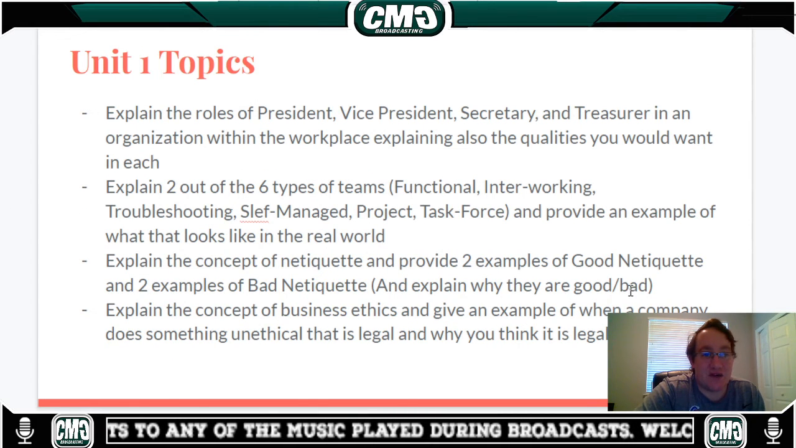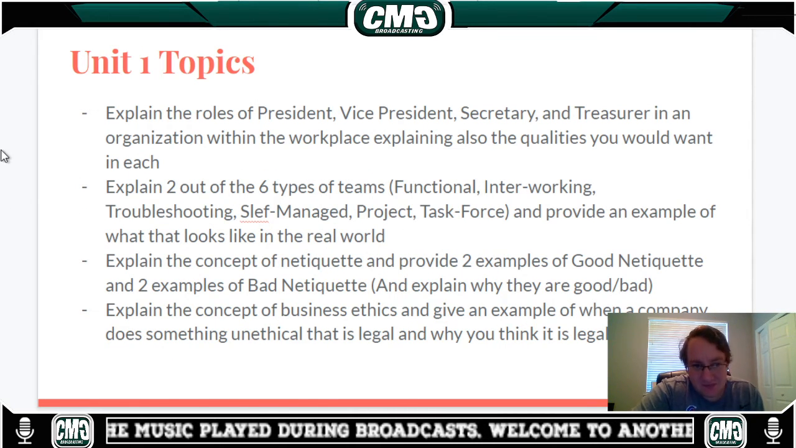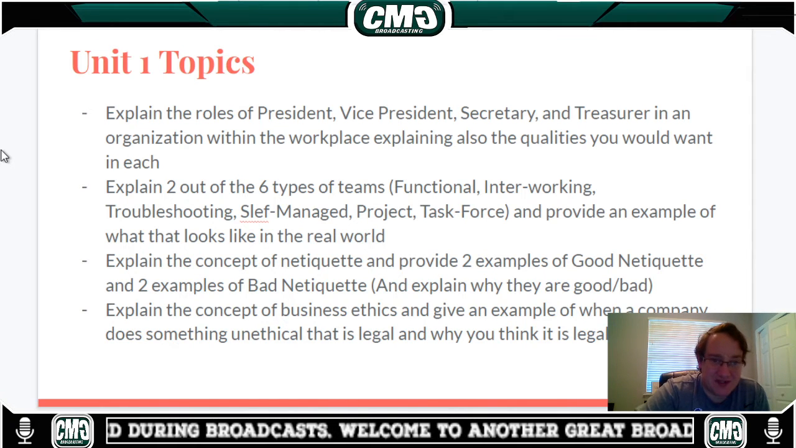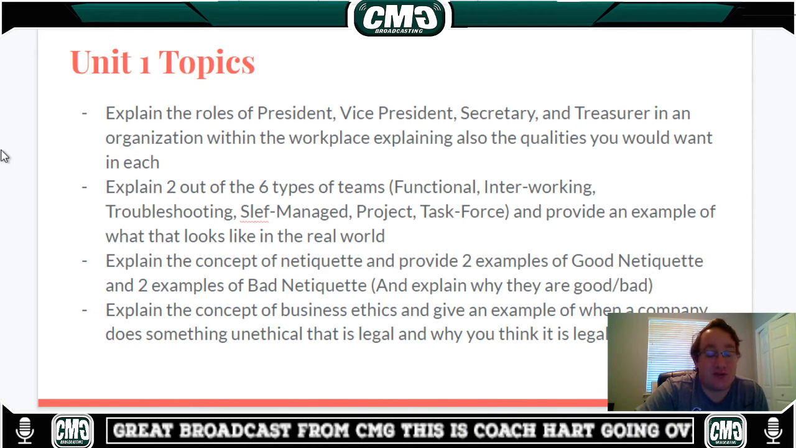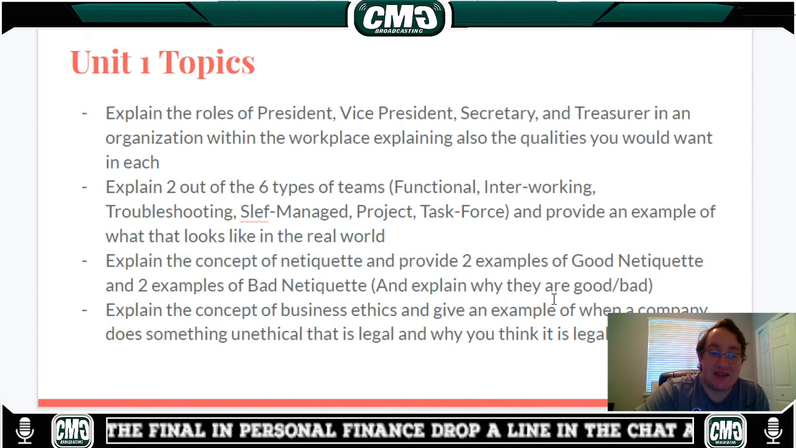Now, for the Unit 1 topics today, first off, explaining the roles of president, vice president, secretary, and treasurer, explaining also the qualities that you would want for each of those. You do not have to provide an example for each of those. Just explain the roles and then what qualities you would look for in that person holding that office. Explain 2 out of the 6 types of teams.